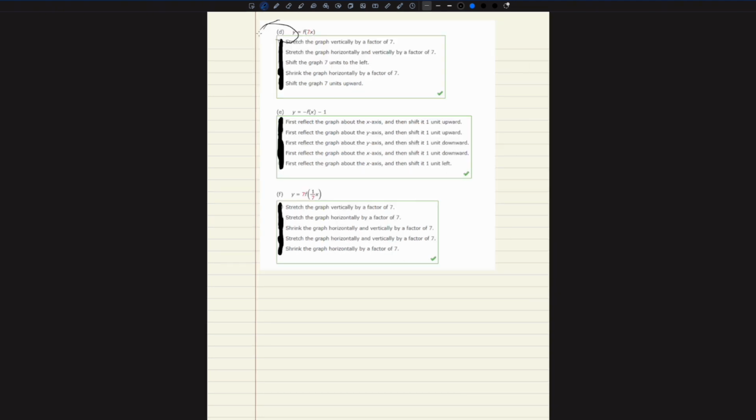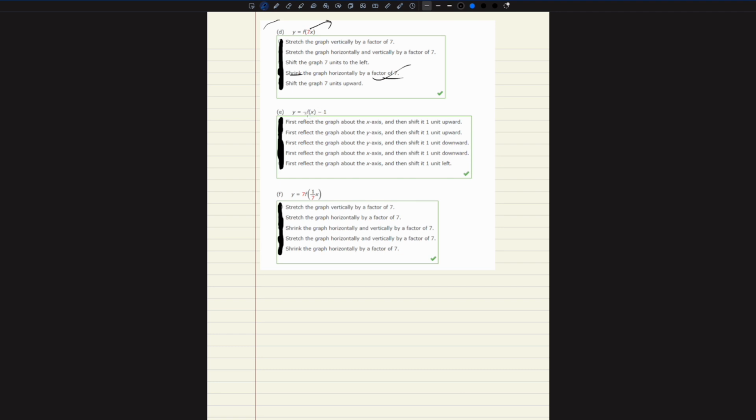So question number D, here we have y equals f of 7 times x. In this case it will contribute towards the x axis, but it will not stretch, it will shrink. It will shrink by a factor of 7. So this is our answer.